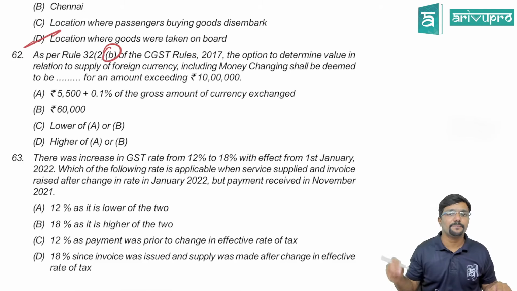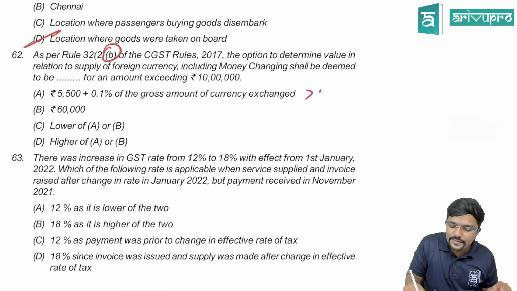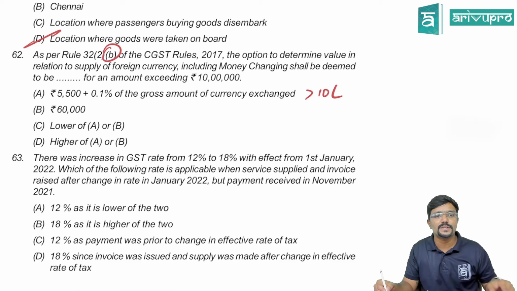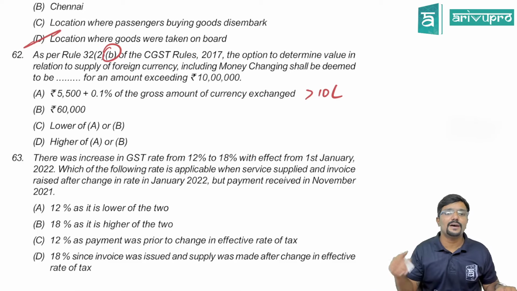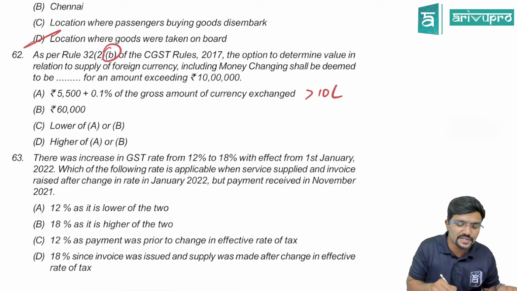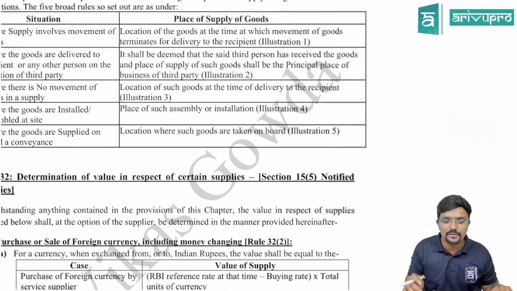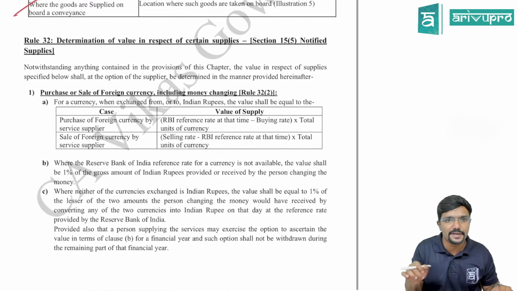We have to take 5,500 plus 0.1% of gross amount of currency exchanged in excess of 10 lakh, which they have missed there, or 60,000, lower of A or B, or higher of A or B. Answer is actually C, lower of A or B. I will just explain this along with the content of my study material.